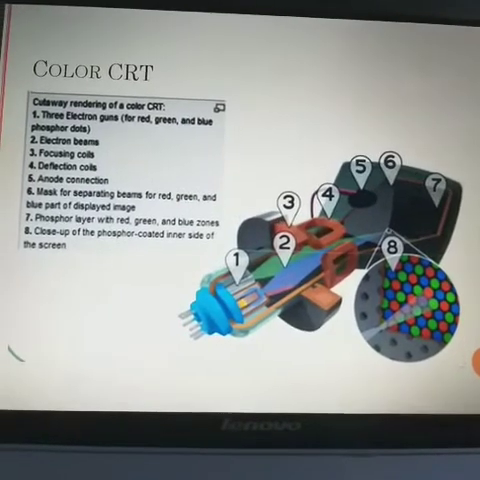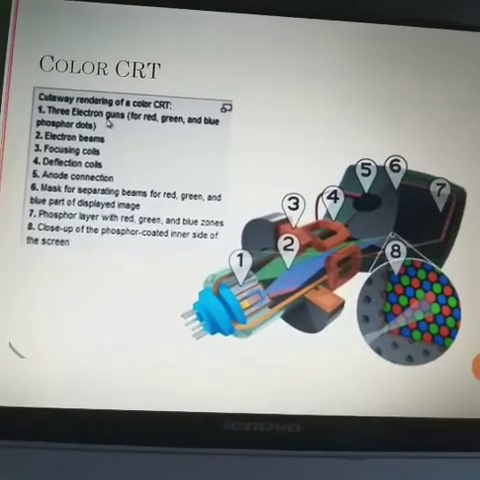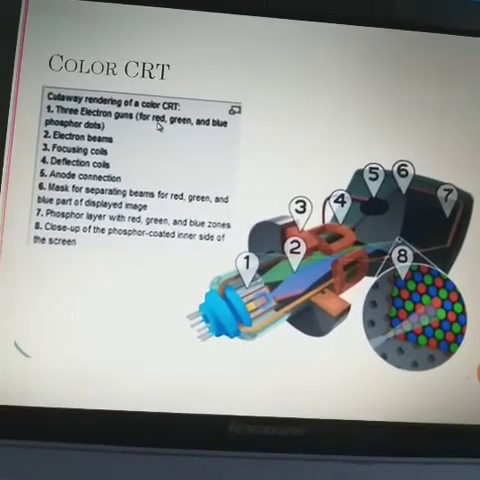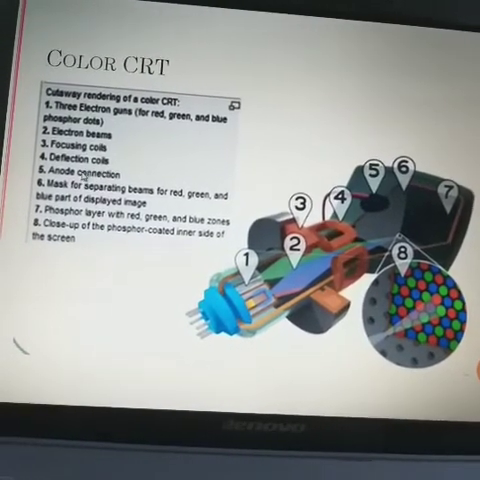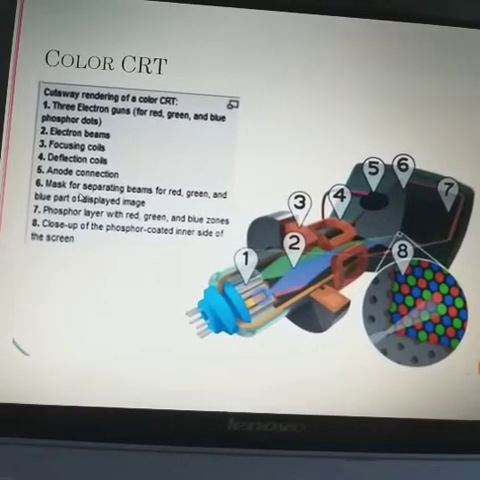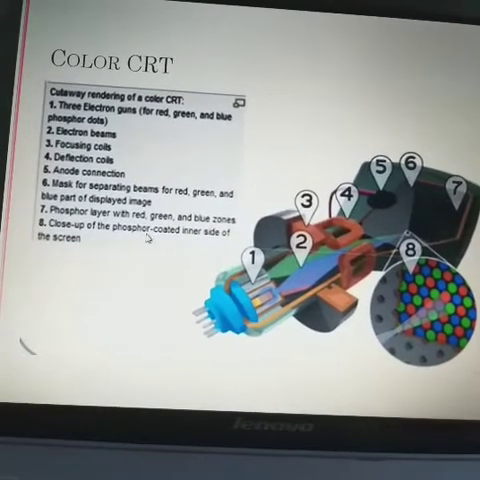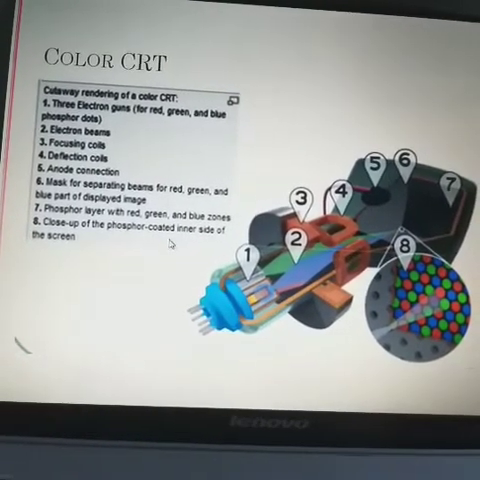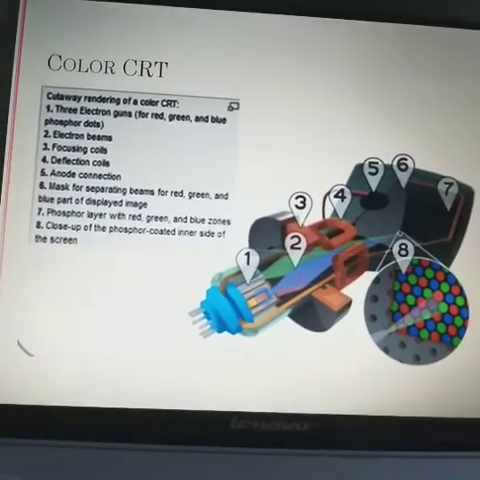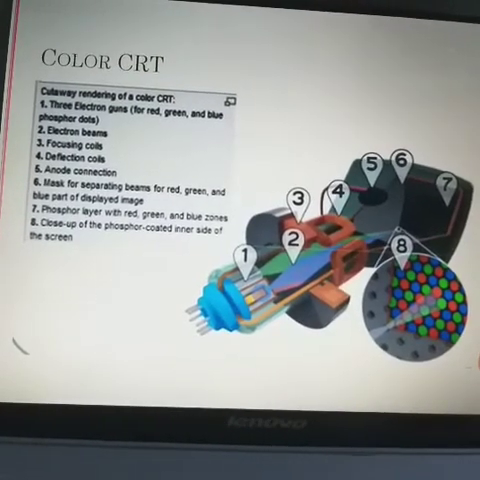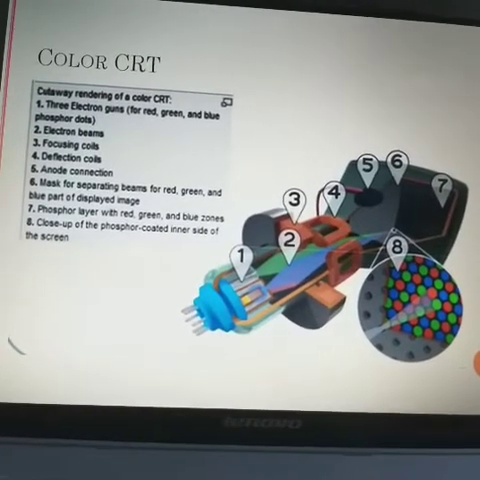So next is the color CRT. This works in the same way. There are also three electron guns used separately for red, green and blue phosphor dots, electron beams, focusing coils, deflection coil, anode connection, mask for separating the beams for red, green and blue, phosphorus layer with red, green and blue zones, and close-up of the phosphorus-coated inner side of the screen. This works in the same way, but the electron gun is divided, and the focusing system coils are also divided for separating the beam for red, green and blue parts.